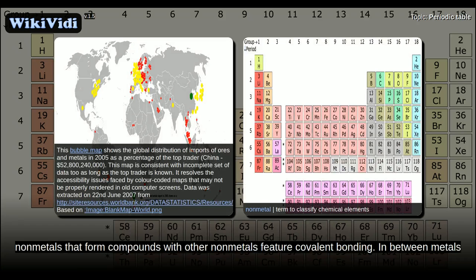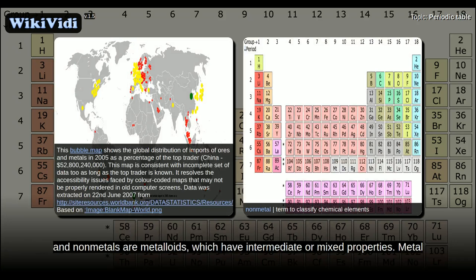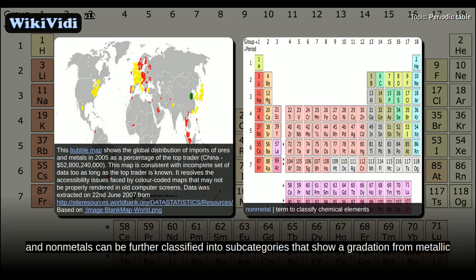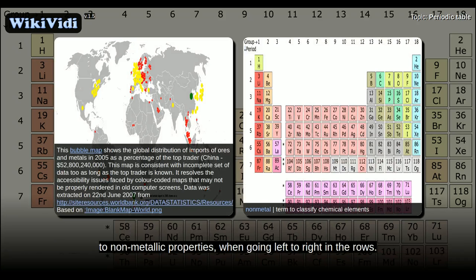Nonmetals that form compounds with other nonmetals feature covalent bonding. In between metals and nonmetals are metalloids, which have intermediate or mixed properties. Metals and nonmetals can be further classified into subcategories that show a gradation from metallic to non-metallic properties, when going left to right in the rows.